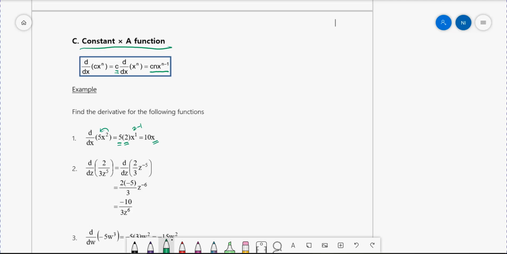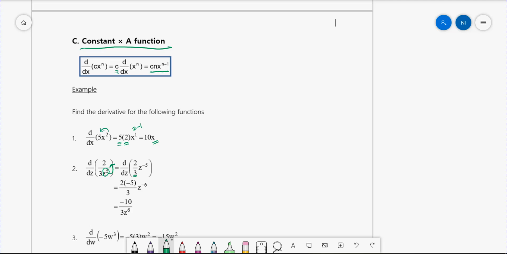For the next one, we have differentiate 2 over 3 z power of 5 with respect to z. The main unknown that we want to differentiate is actually z, that's why we only bring z to the numerator. This would be 2 over 3 z power of negative 5. You don't have to bring 3 to the numerator, just leave it in the denominator.